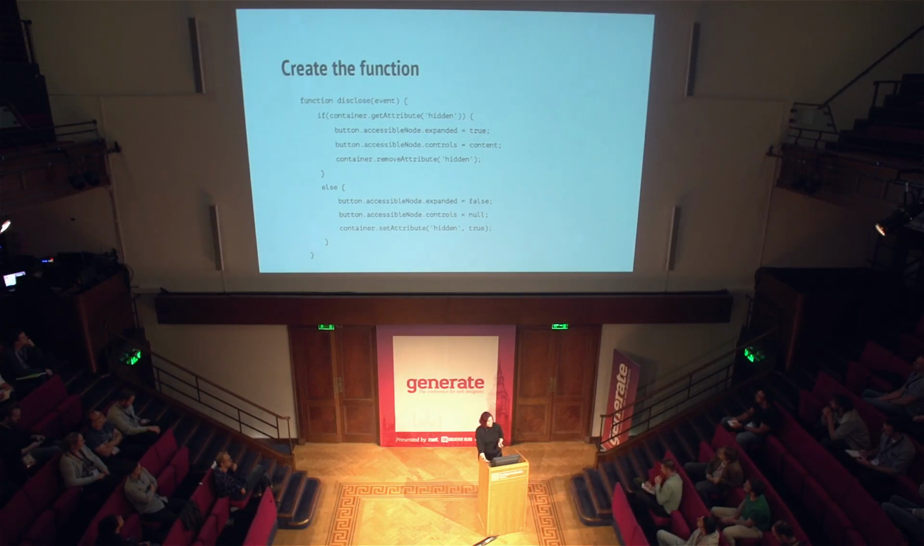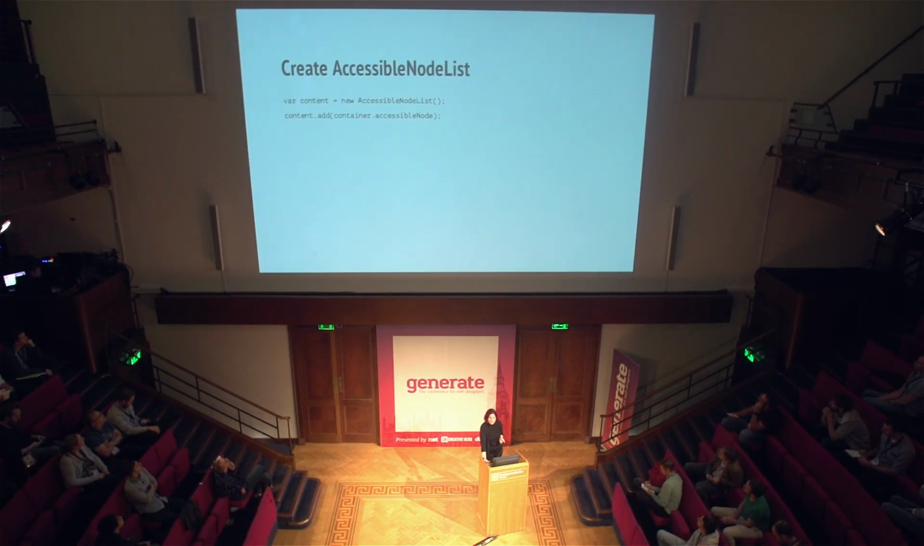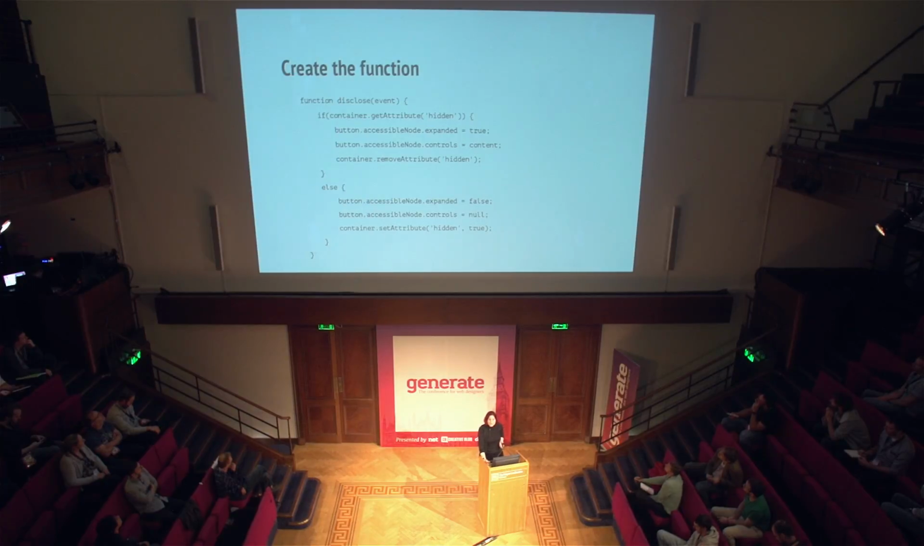And we can then create an accessible node list. And this basically is an array that contains one or more accessible node objects. We use this instead of needing to pass ID values to certain ARIA attributes. So in this case, in our function, what we're doing is going to set the ARIA controls attribute that I mentioned before, except this time we're just going to apply the AOM controls property straight on the accessible node. And instead of passing it an ID value, we're going to pass it the accessible node object that represented the div containing the content.